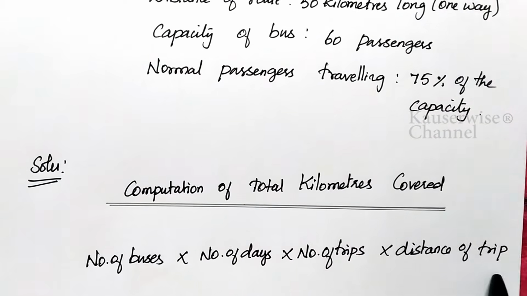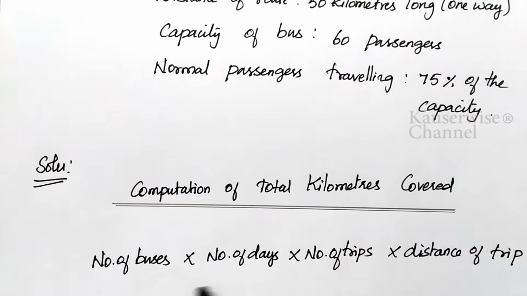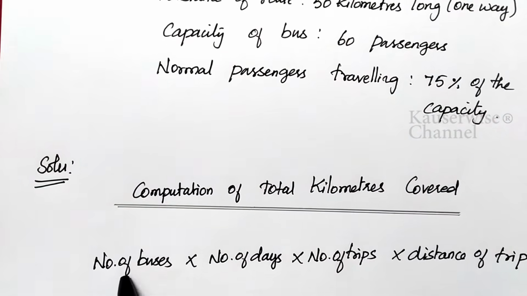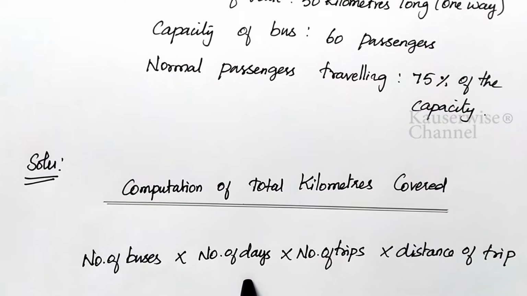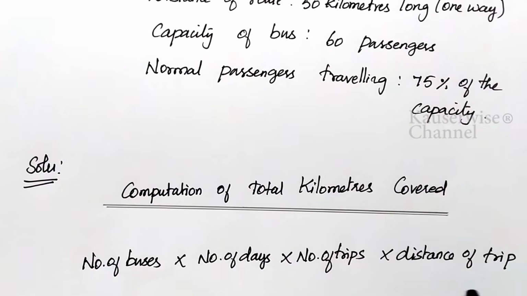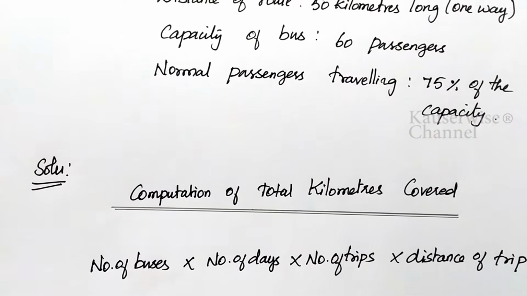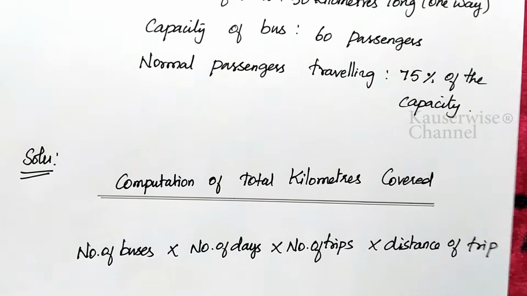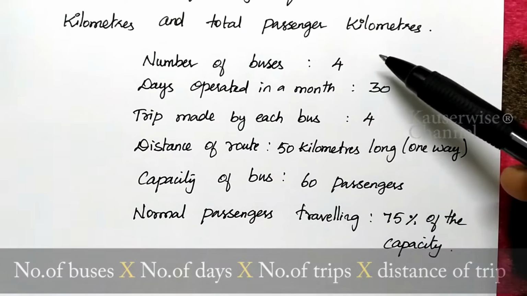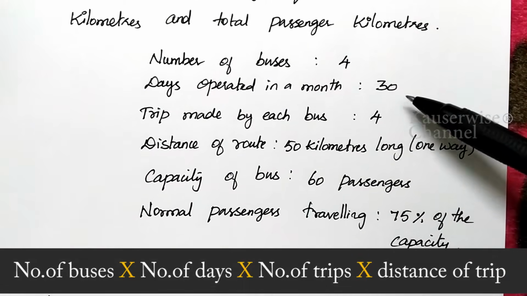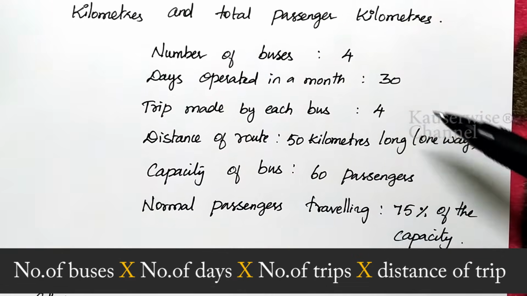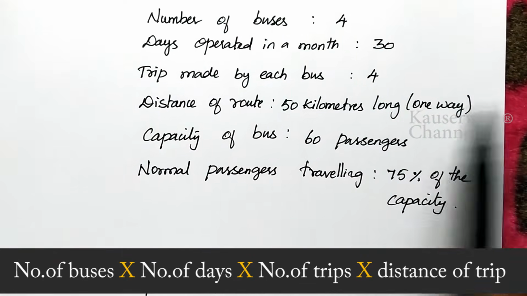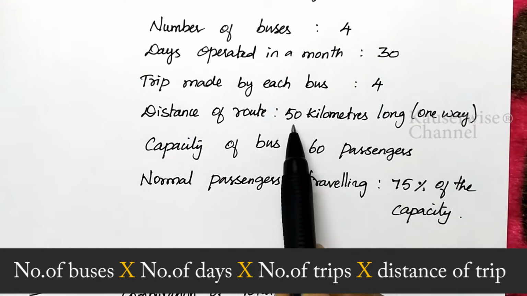So these are the information given in the problem. Based on that, with this formula, you can find out the total kilometers covered. The formula is number of buses into number of days into number of trips into distance of trip. This is the standard formula to find out total kilometers covered. Now apply the formula. Number of buses, 4 buses. Number of days in a month, 30 days. Number of trips made by each bus, 4. And distance covered, 100 kilometers, that is 50 kilometers one way, so for two way, 100 kilometers.